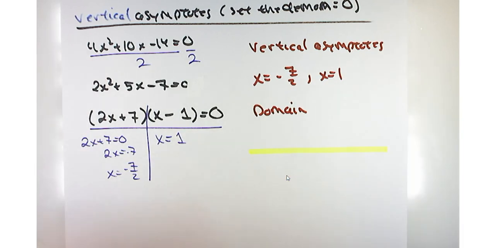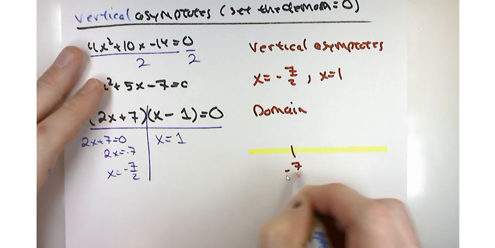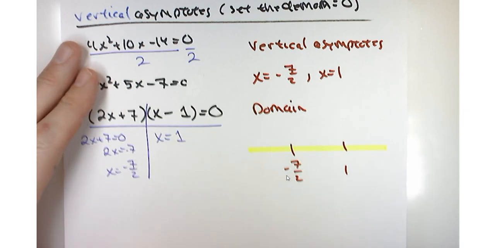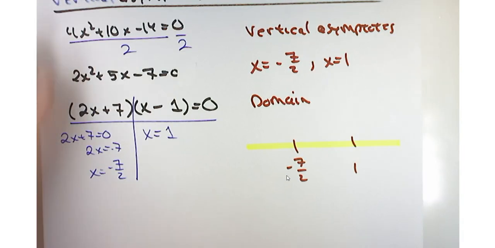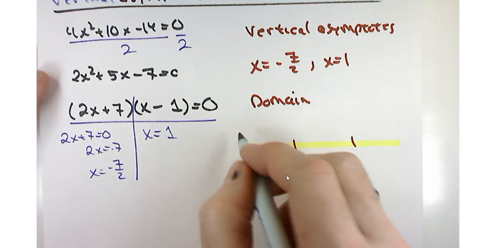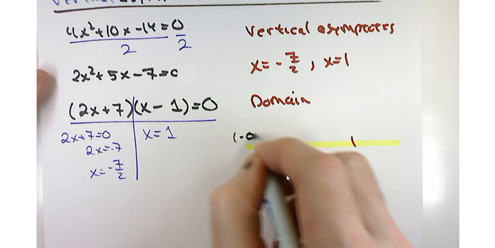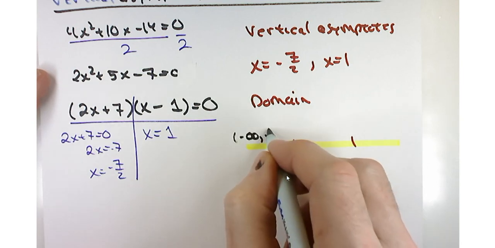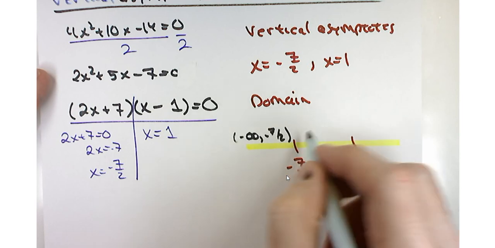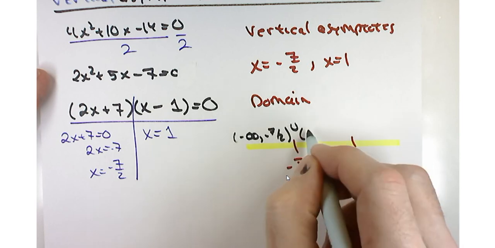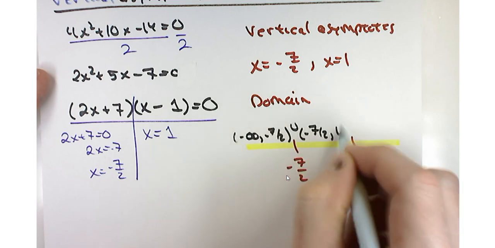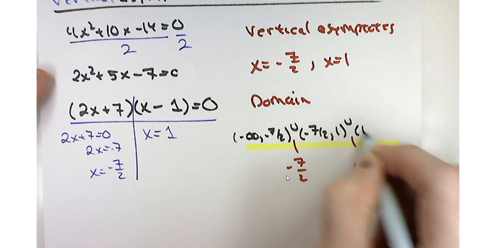And we've got points at -7/2 and 1 that we have to exclude. What would that look like in interval notation? Parentheses, negative infinity to -7/2. Good? Union, -7/2 to 1. Union, 1 to infinity.